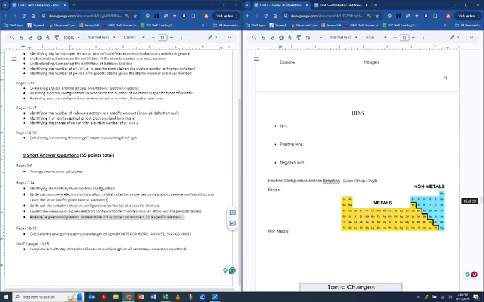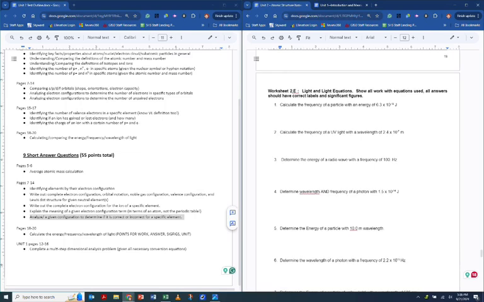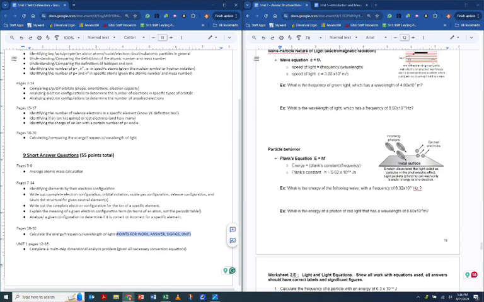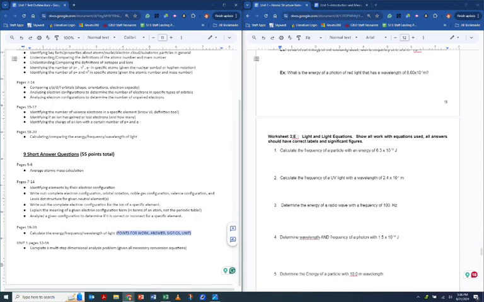Then you are going to have to do an electromagnetic spectrum calculation in the free response portion, which means there are points for showing your work, as well as the answer, of course, being rounded to the correct sig figs and having the correct unit. So make sure you look over our pages 19 and 20 where you're doing those calculations and getting those correct units. And then there is one question from Unit 1.